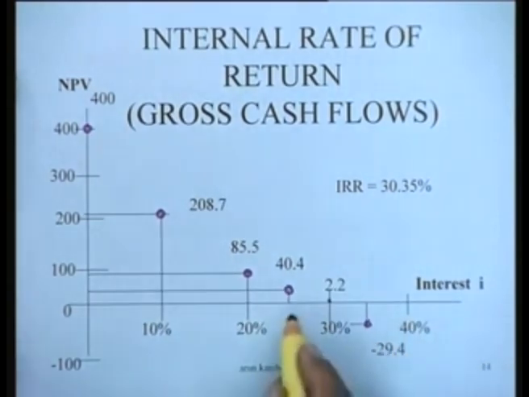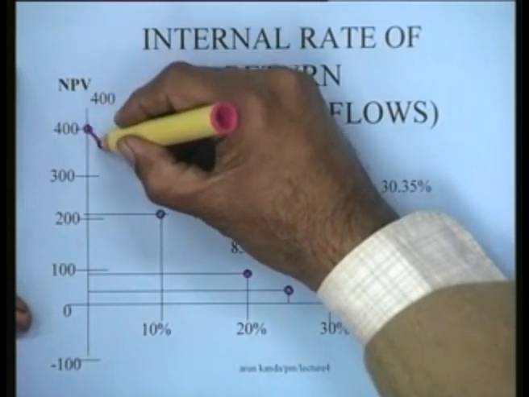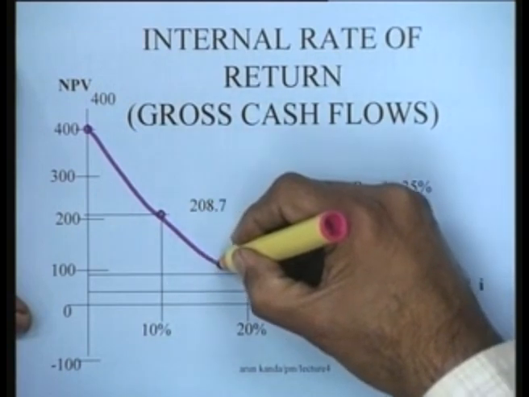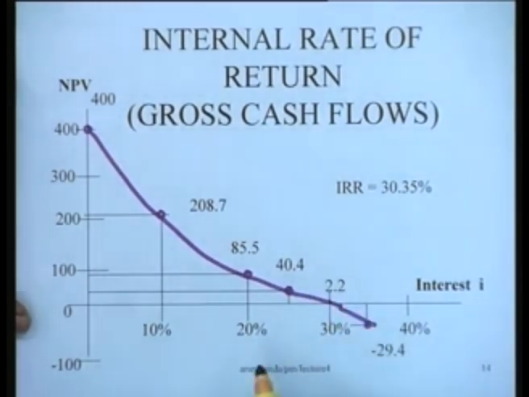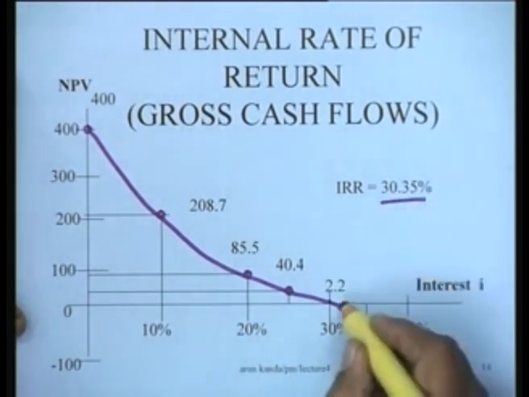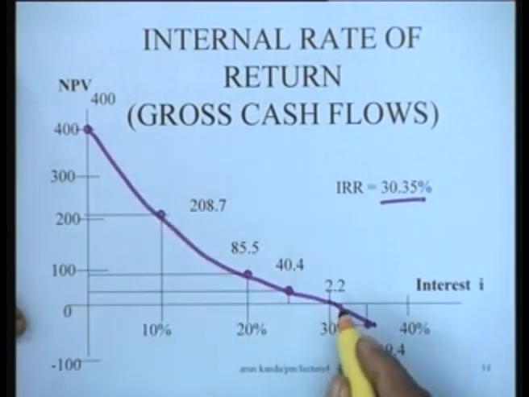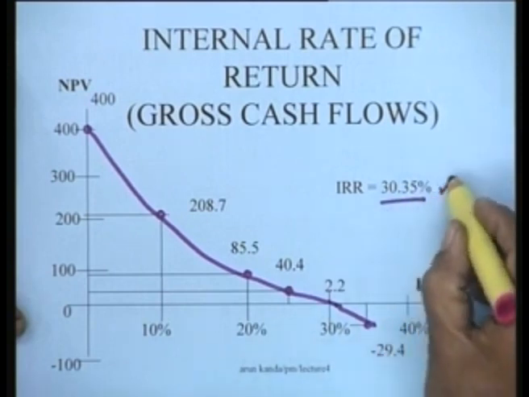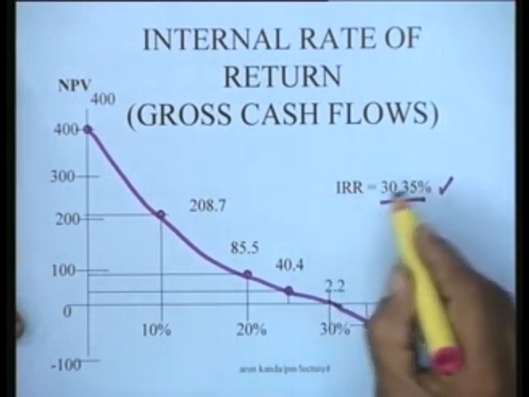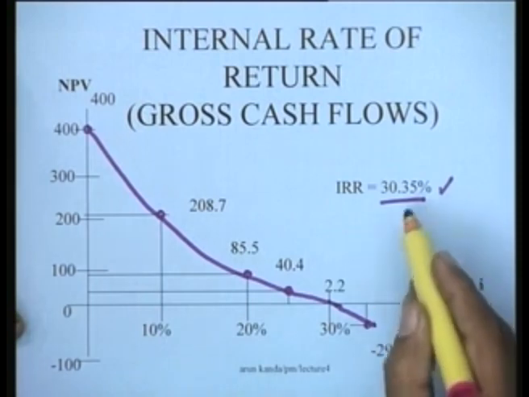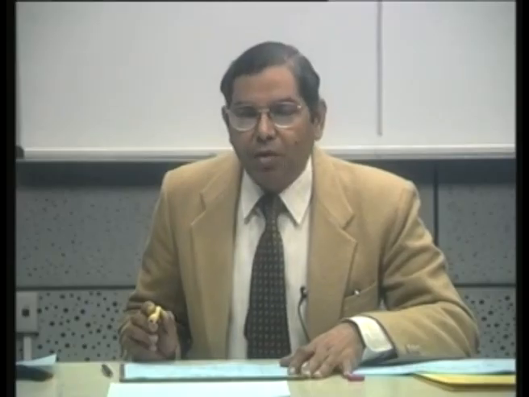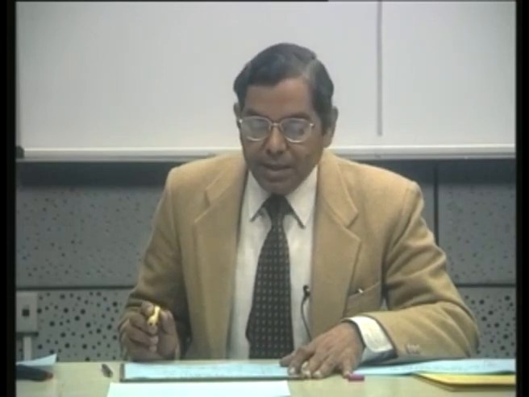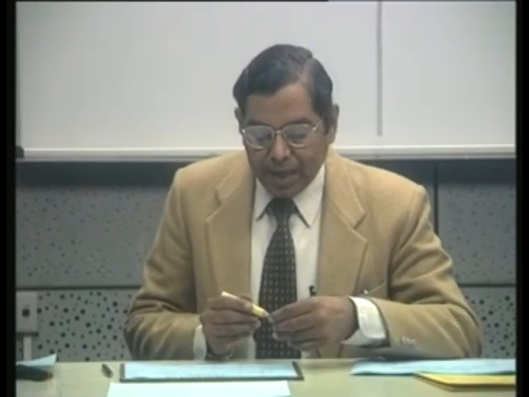So, if we join these points on a common scale, it would look something like this. With this curve, you would find that the IRR, the point where this curve intersects this line, is slightly greater than 30%, and it can be estimated to be 30.35%. So the internal rate of return for this particular project is 30.35%. This is the case when we are talking about the gross cash flows. That means we have not accounted for taxation, or for the decrease in income because of taxation. Since taxation is very important, we will talk about it a little later.